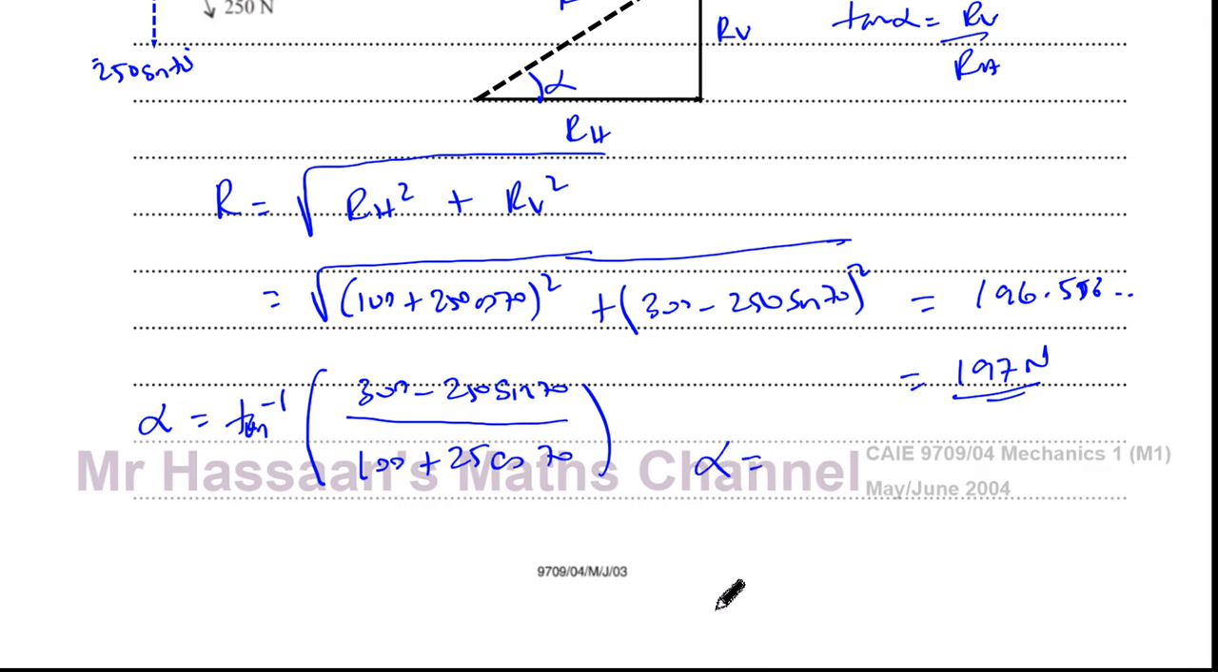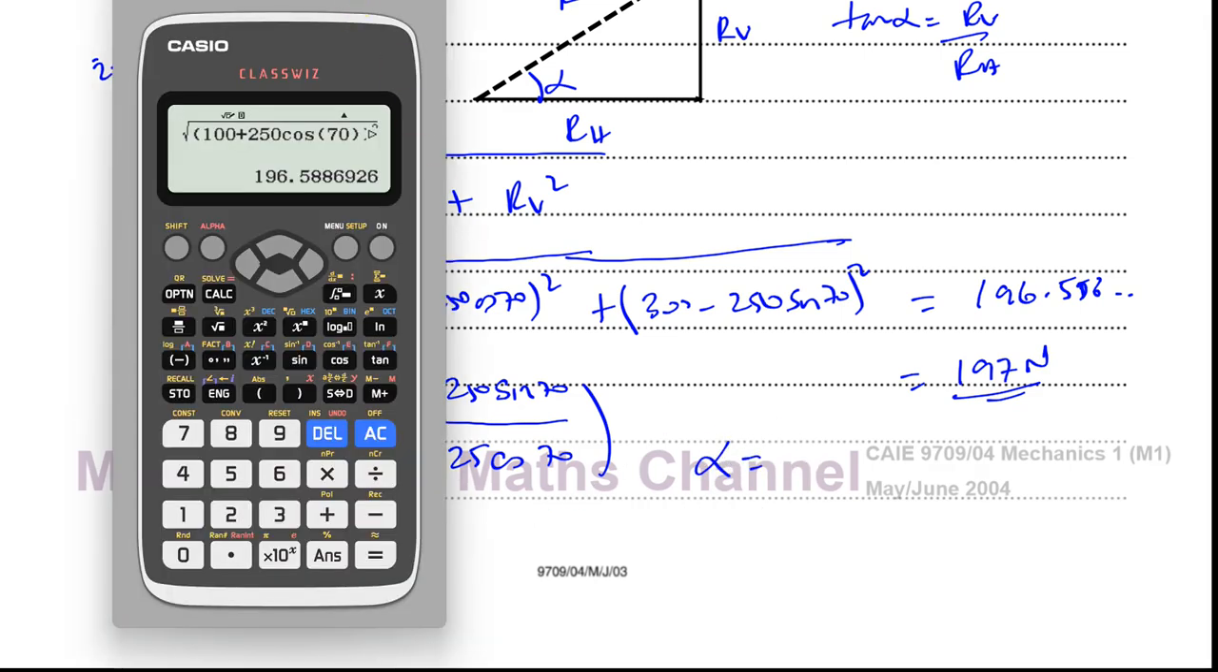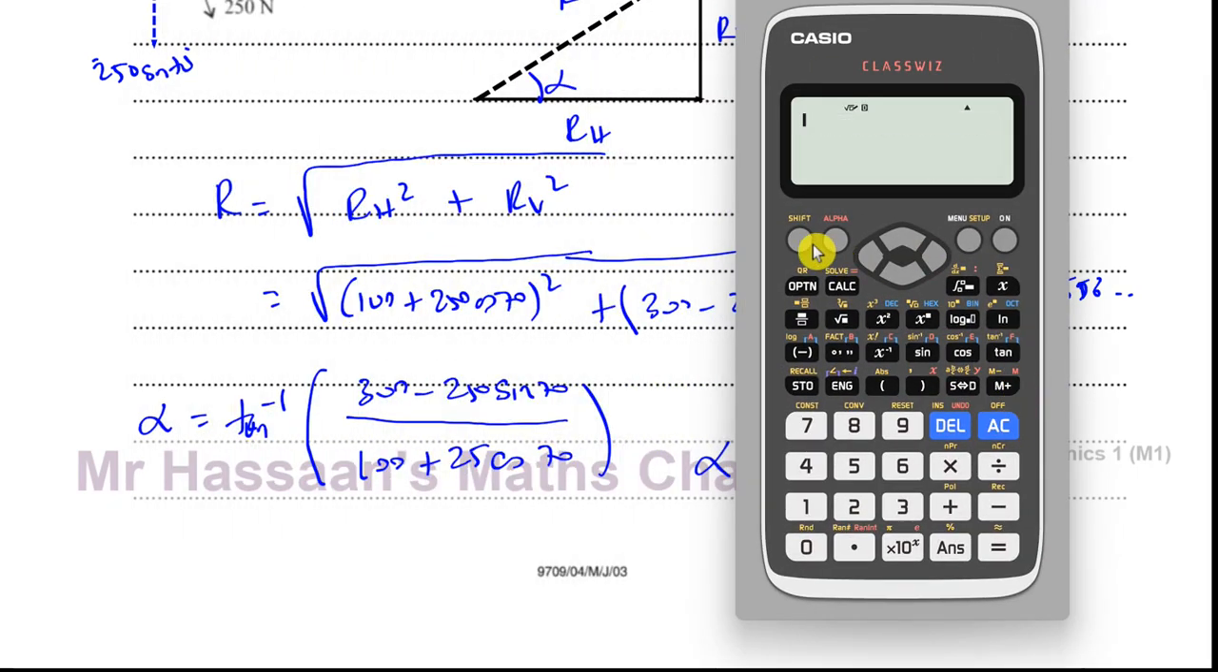So alpha is equal to, so now we're going to do inverse tan of 300 minus 250 times sine 70, divided by 100 plus 250 times cosine of 70. And that will give us an angle, hopefully, in degrees.